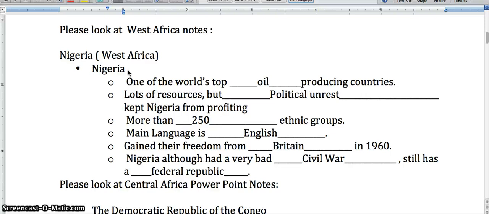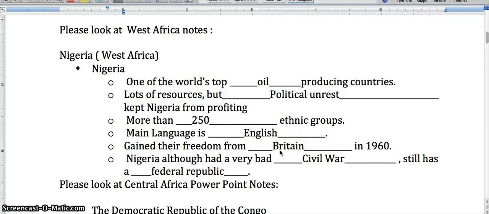It has a high GDP, but could even have a better GDP, because political unrest kept Nigeria from profiting as much as it could in recent years. Nigeria is extremely diverse. It has over 250 ethnic groups. Even with all the different groups and languages, the main language is English. Why English? Well, because they gained their freedom from Britain in 1960.